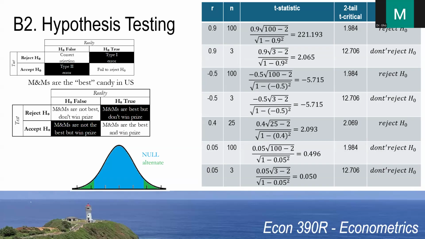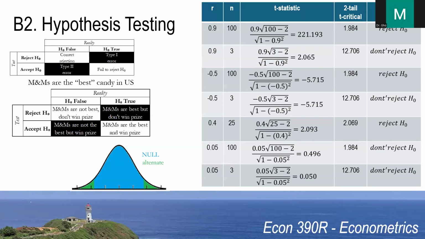So you calculate the t-statistics, and if you have 221, the 2-tail critical is 1.98. That means you have enough evidence to reject the null, and you can say, okay, there's a correlation. It happens to be a very strong correlation. That's the first row. The next one, even though you have a very strong correlation, you have such a small sample size, you don't quite have enough evidence to reject the null yet.